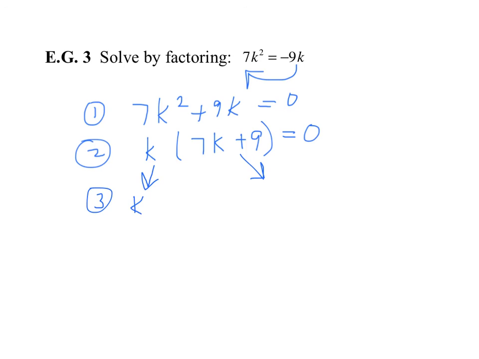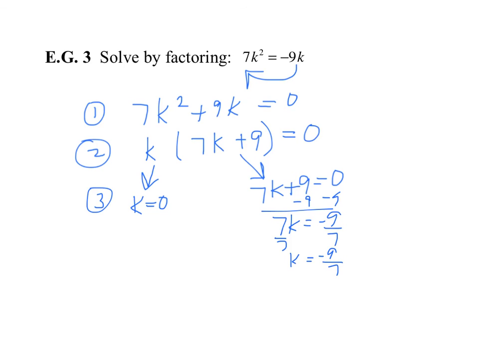So this k equals 0, which immediately solves for it at the same time. 7k plus 9 equals 0. Set up that factor. And so subtract 9 from both sides. We have 7k equals -9. Divide by 7. k equals -9/7. And now to write these as ordered pairs, we have 0, 0 as a root, and -9/7, 0. And that is the factoring method.